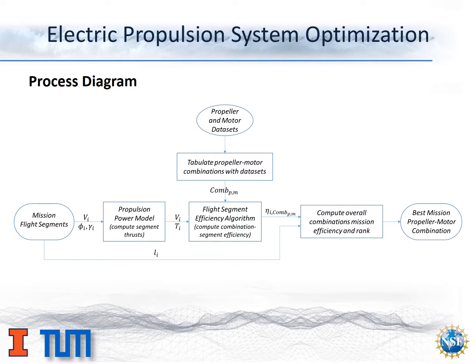Simultaneously, propeller and motor combinations are tabulated with associated datasets. A flight segment efficiency algorithm then computes combination segment efficiency for each propeller motor combination and flight segment. These intermediate results are then used to compute the overall mission efficiency for each combination. The results are then ranked and the best combination for a given mission is chosen.